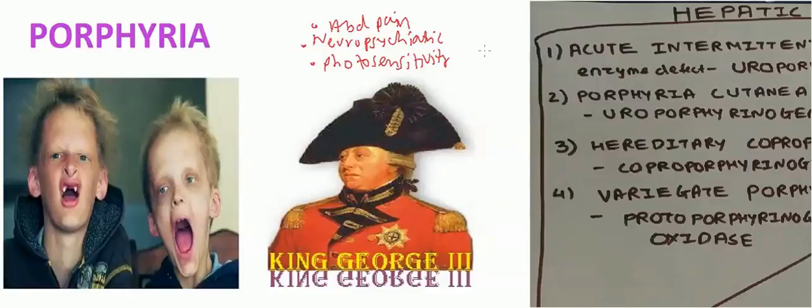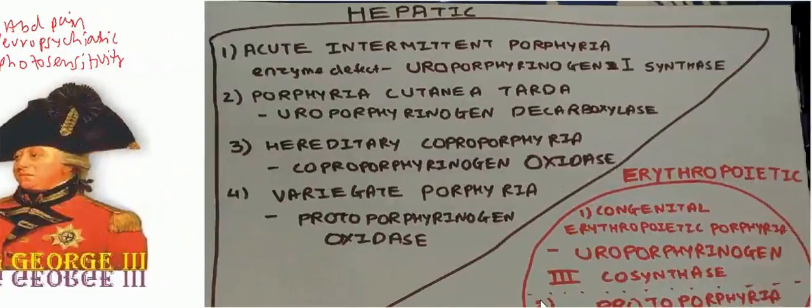The porphyria is classified as hepatic porphyria and erythropoietic porphyria. We will see the further subtypes. In hepatic porphyria, we have four: the acute intermittent porphyria, porphyria cutanea tarda, which is the most common, then hereditary coproporphyria, variegate porphyria, and there are different enzymes which are involved in those porphyrias.